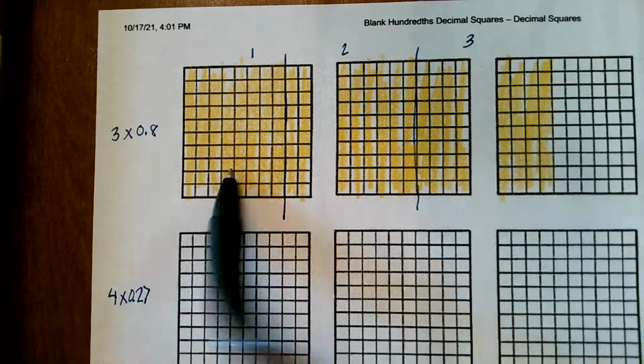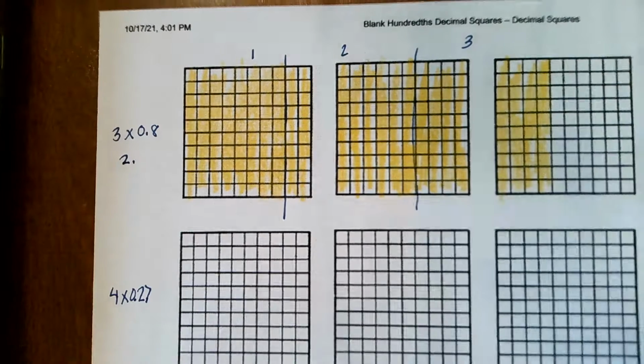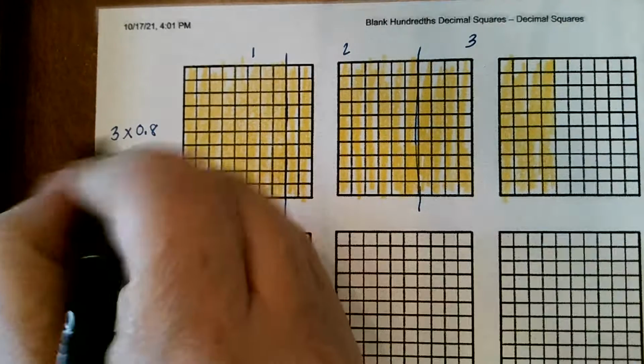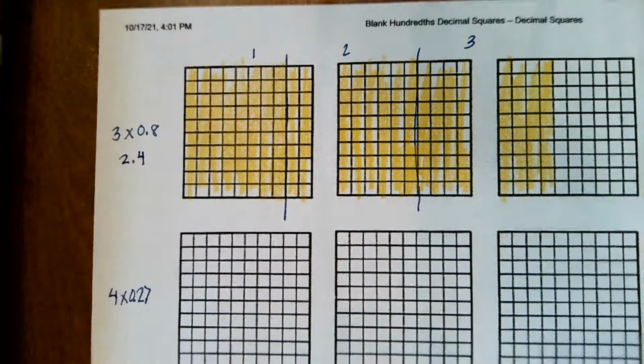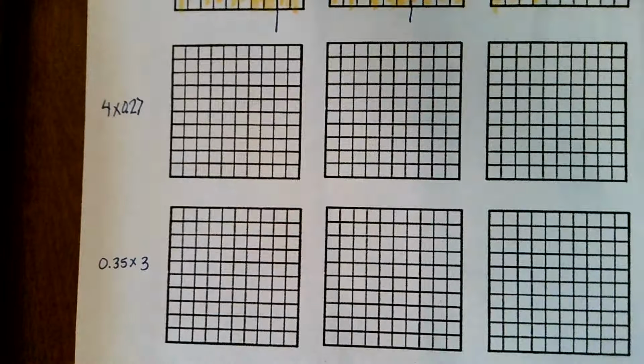So I can see that I have 2 whole grids colored. And then I have 1, 2, 3, 4 tenths colored in the next grid. So that's how we're going to model it out. We will be teaching them how to do the standard algorithm as well, but they are going to see something that looks like this on their tests. So they need to understand how the model works. That's why I'm making sure that you know how to do this.